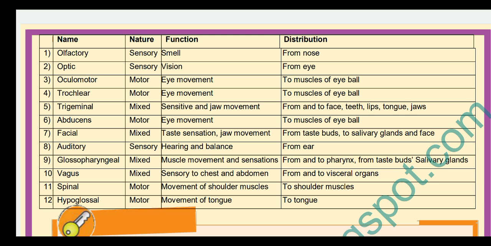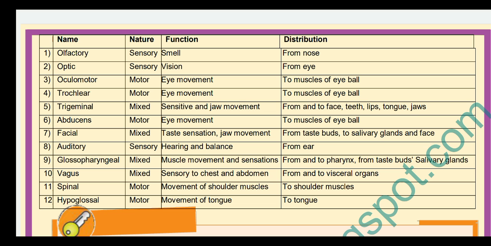Here the name, nature and function distribution is shortly explained. I'm not going to explain and read everything, because it is very simply explained over here. So instead of checking the box on the textbook page number 196, you can just follow that whole chart over here. I'm just going to explain some words.